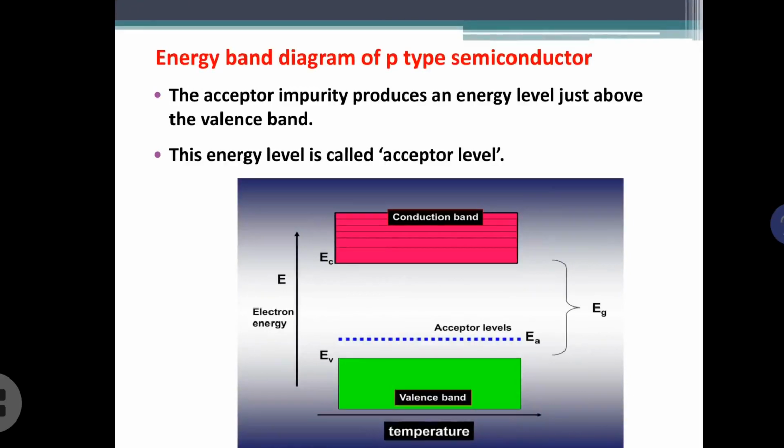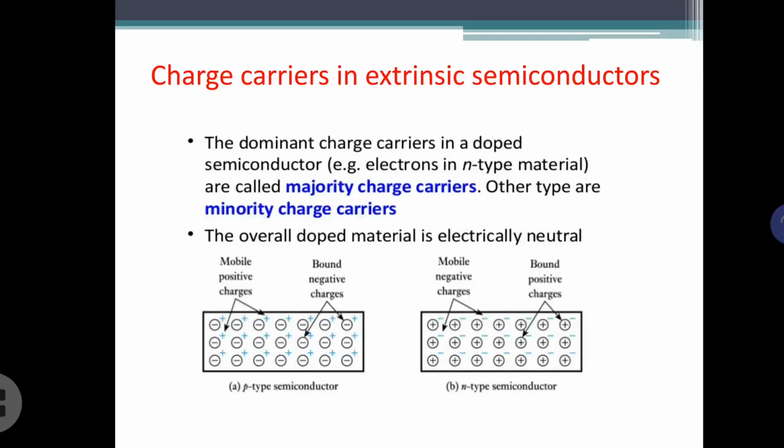Now the energy band diagram of the p-type semiconductor. As we mentioned, the acceptor level will be just above the valence band, and hence the electrons from the valence band can easily jump to the acceptor energy level and increase the number of holes present in the valence band, thereby improving the conductivity of the semiconductor.